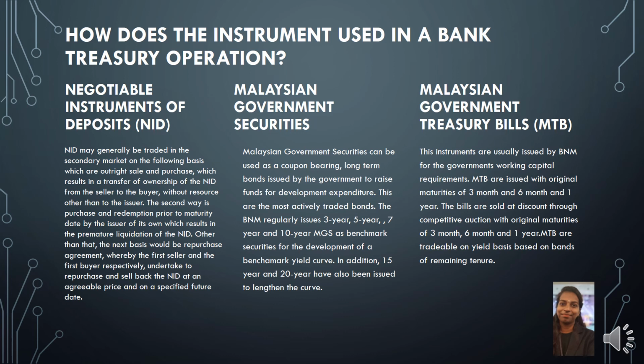While for the Malaysian Government Treasury Bills, these instruments are usually issued by BNM for the government working capital requirement. MTB are issued with the original maturity of 3 months, 6 months and also 1 year. The bills are sold at a discount through competitive auction. It's also tradable on a yield basis based on bonds of remaining tenure.